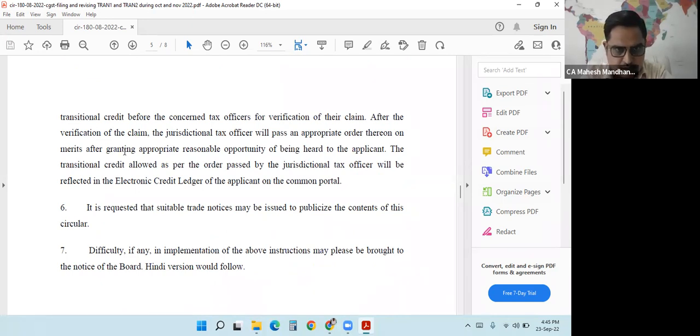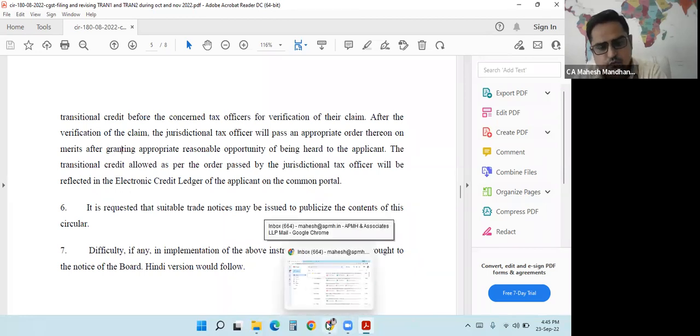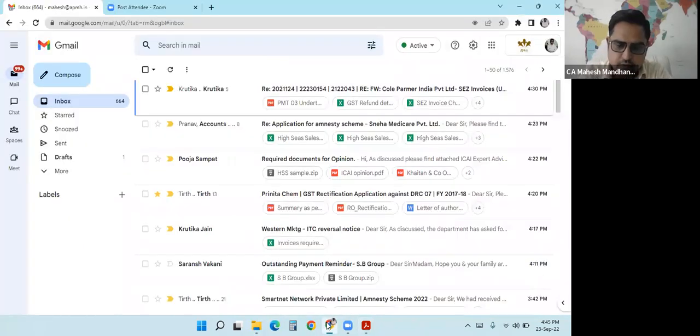Now, what Tran 1 and Tran 2 are, we all know, but just to refresh the concept, I will go through section 140, which is the main section for transitional credit under the CGST Act. We will go through this particular section quickly.